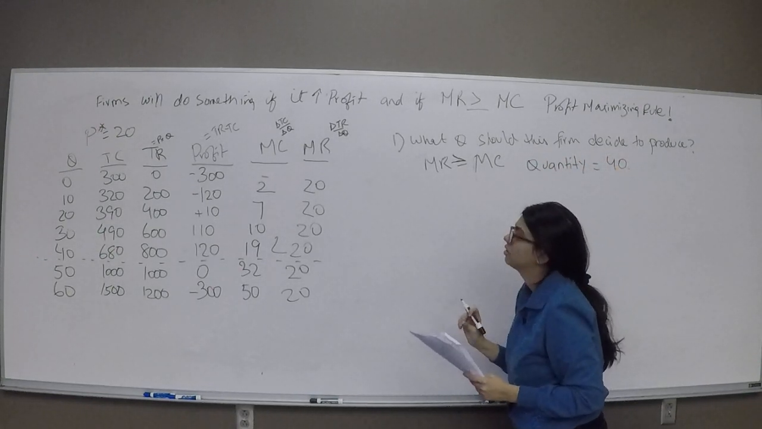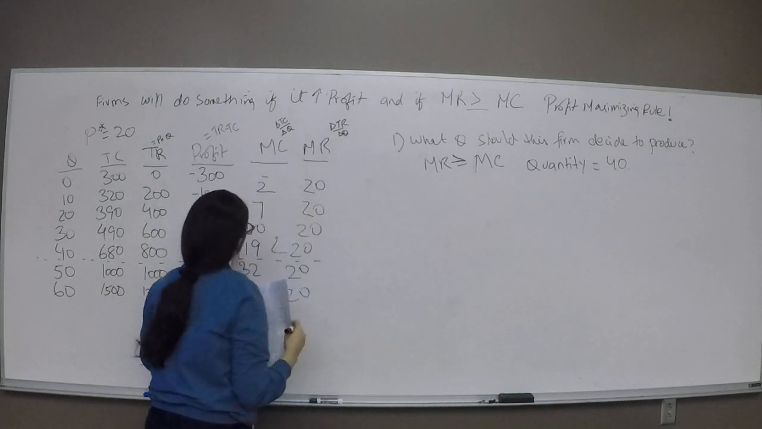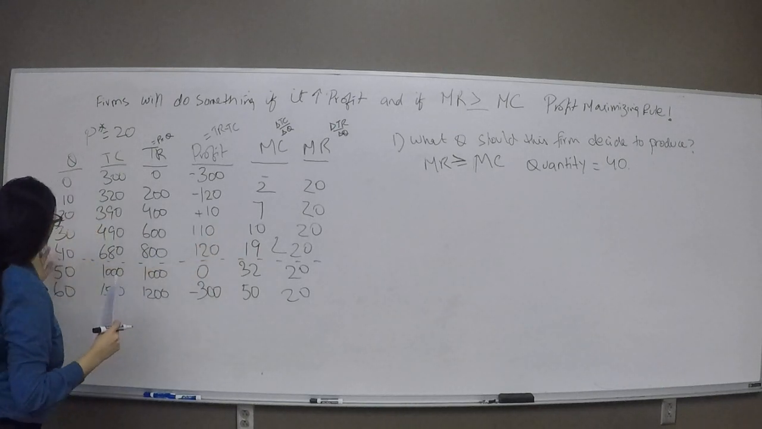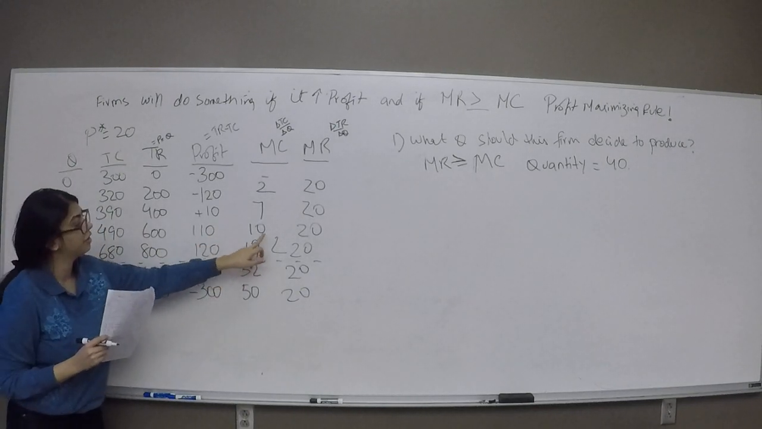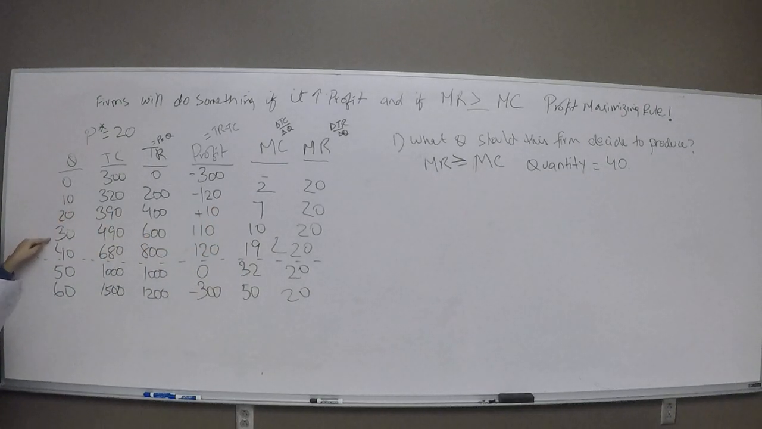Why not 30? Because you'll produce 40 because marginal revenue is greater than marginal cost. You're producing 10, 20, 30, 40, but 40 is where you're stopping. So this is where you stop producing. After 40 you don't produce. So it's not like you're not producing 30, you are.